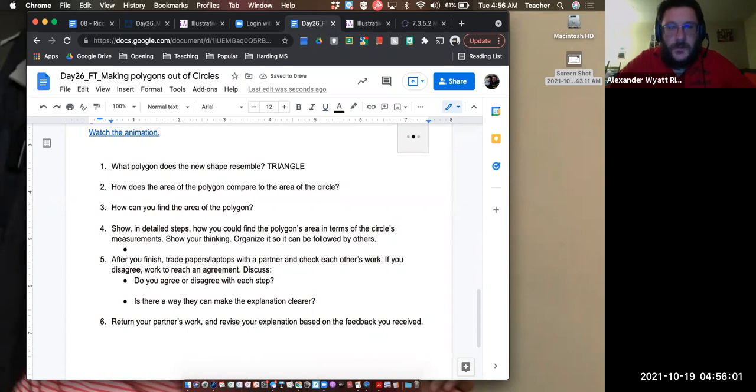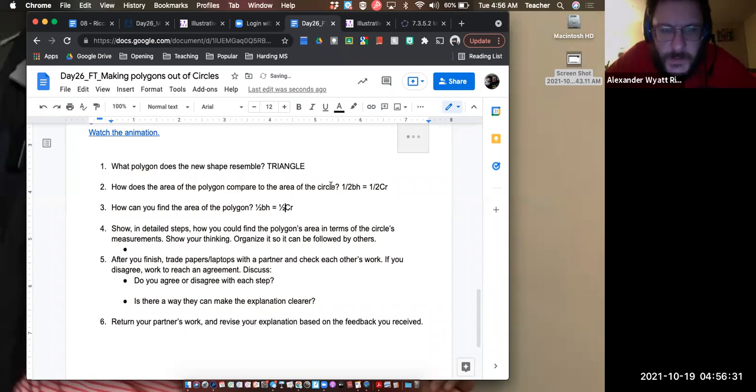How does the area of the polygon compare? Half the base times the height is equal to half the circumference times the radius. All right, how can you find the area of the polygon? Half the base times the radius. Yep, that's right. Half the circumference times the radius.